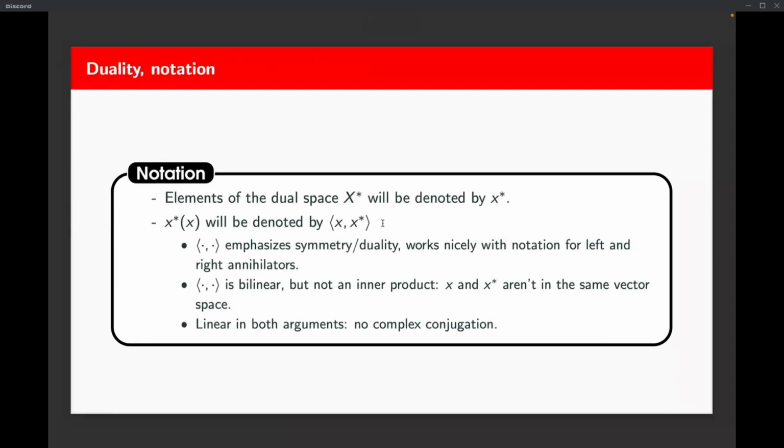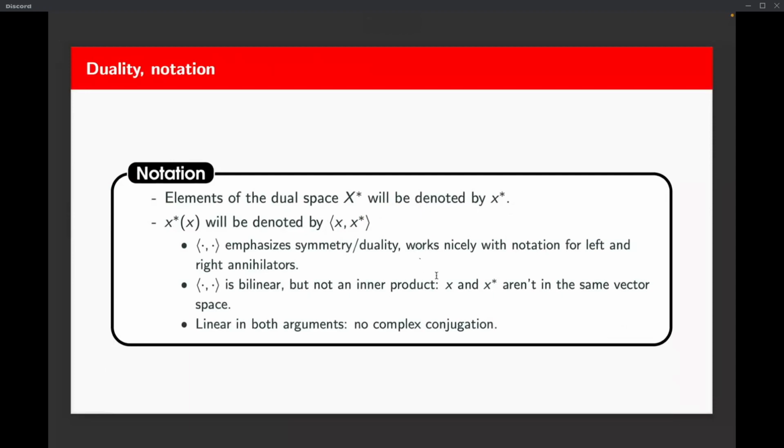It's kind of nice because this notation ends up making it easier to think about the symmetry and duality between the various spaces, especially when you go to the double dual. And it also is very nicely compatible with the notation that he chose for the left and right annihilators, which we'll get to in a little bit.